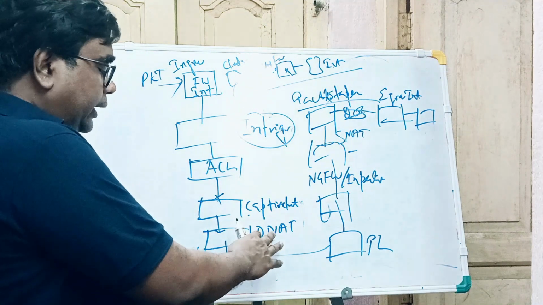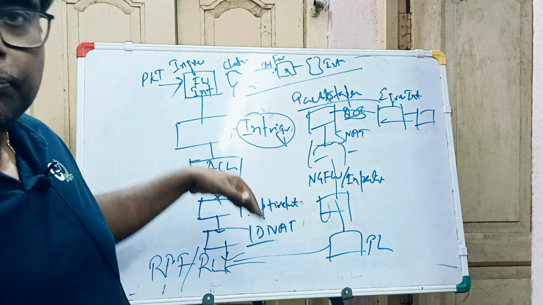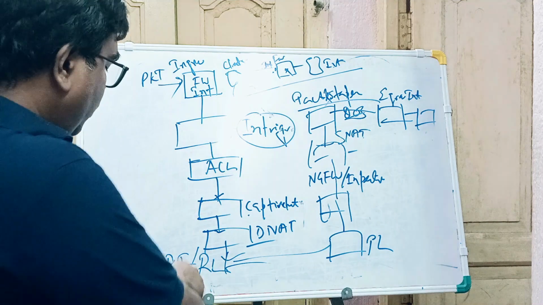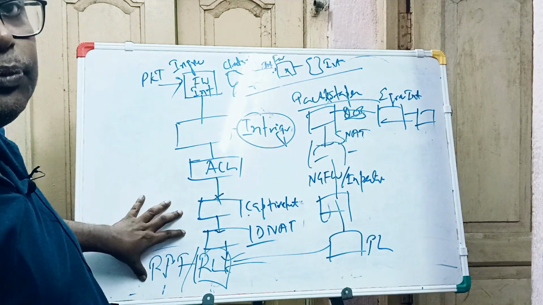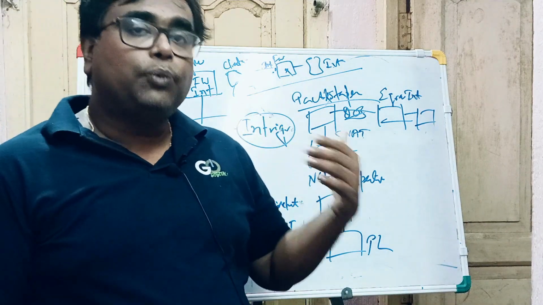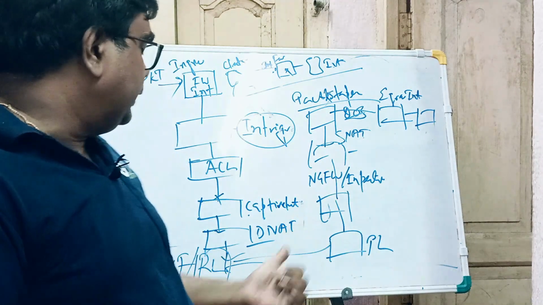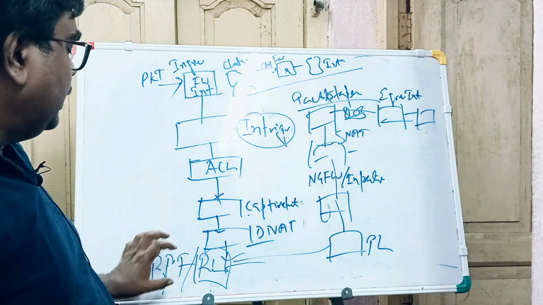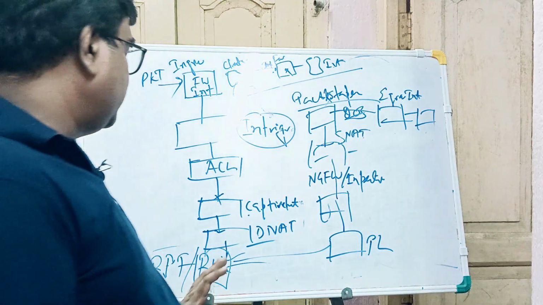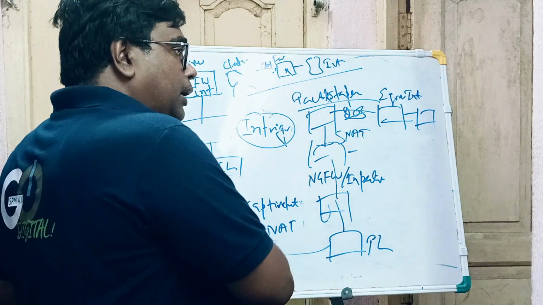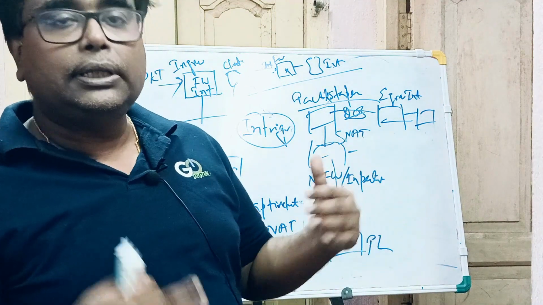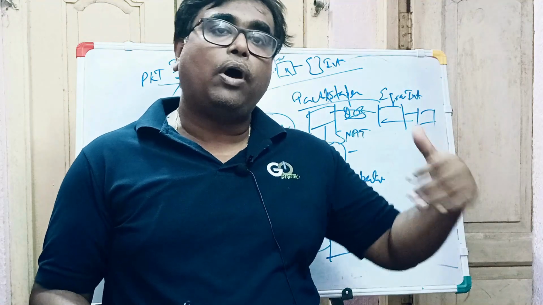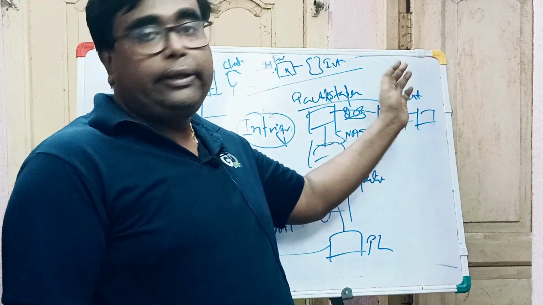If it is there, it will be checked. If not, it will go to the route lookup stage or RPF stage. RPF is also used to mitigate spoofing. I can show you later how RPF works. After the route lookup, the traffic goes to the policy lookup. A policy should be there for this traffic to go outside, to the egress interface.